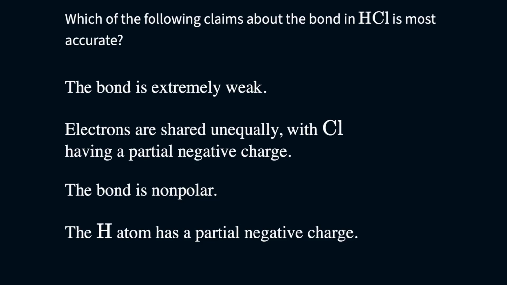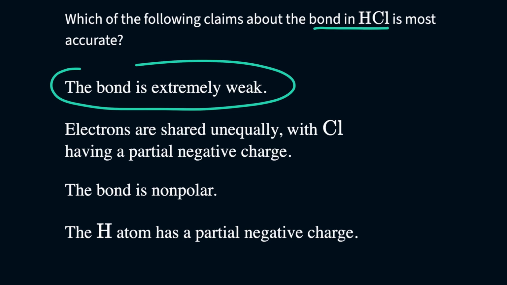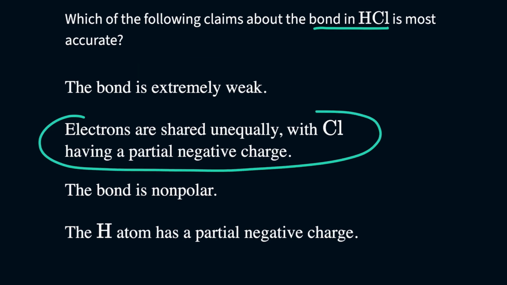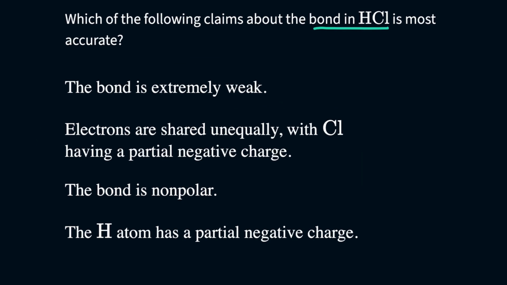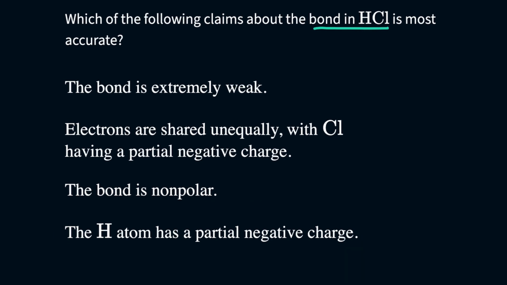Which of the following claims about the bond in HCl is most accurate? And then we have an A through D type of multiple choice. Would it be that the bond is extremely weak? Would electrons be shared unequally, with chlorine having a partial negative charge? Is the bond nonpolar, or does the H atom have a partial negative charge?